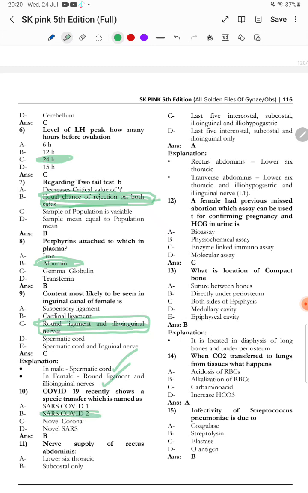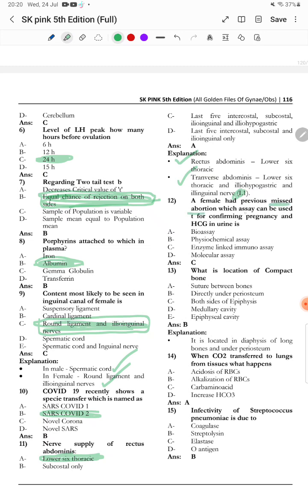Nerve supply of rectus abdominis is lower 6 thoracic nerves. Rectus abdominis is supplied by lower 6 thoracic nerves. Transversus abdominis, lower 6 thoracic and iliohypogastric and ilioinguinal nerves, L1. Female had previous missed abortion.